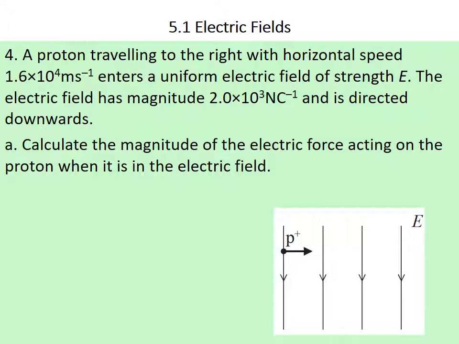Question 4. A proton traveling to the right with horizontal speed of 16,000 meters per second enters a uniform electric field of strength E. The electric field has a magnitude of 2,000 newtons per coulomb and is directed downwards. A. Calculate the magnitude of the electric force acting on the proton when it is in the electric field.